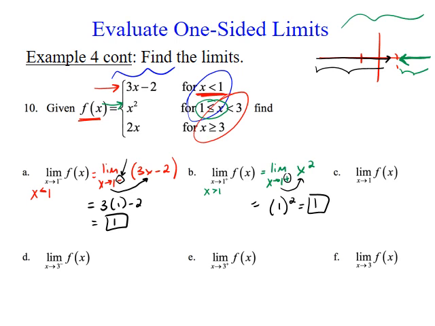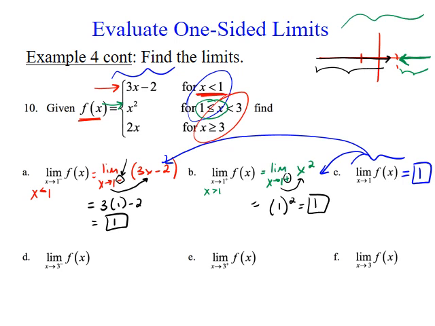So we have evaluated the left-hand limit and the right-hand limit. Now we want to put these together to see what this limit is. The left-hand limit and the right-hand limit are the same, which means the limit exists and that limit is equal to 1. Let's see if we're just as lucky looking at this next set of problems.